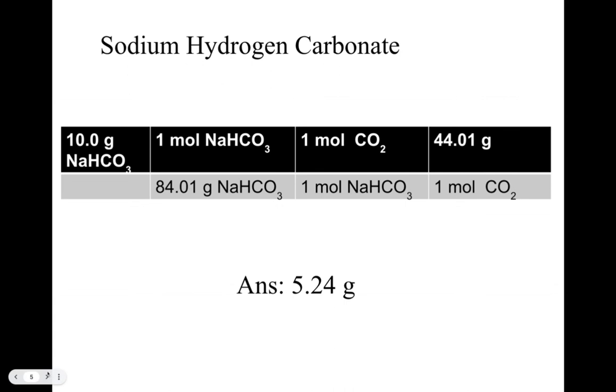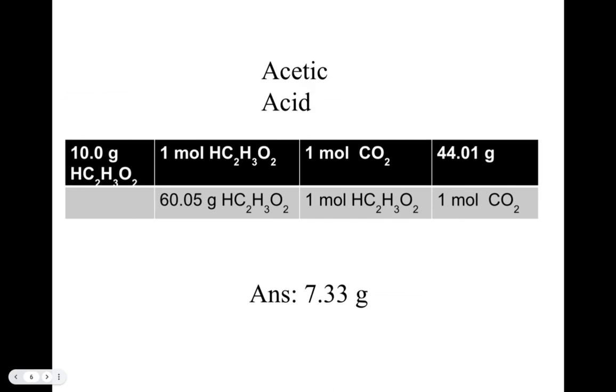Now, normally we'd be done, but we need to look at also the 10 grams of acetic acid. So here we look at the acetic acid. I have 10 grams of acetic acid. The molar mass of acetic acid is 60.05. It's a 1-to-1 ratio. We have 44.01 grams. So we'll do all the top multiplied together, divided by all the bottom. That'll get us an answer of 7.33.